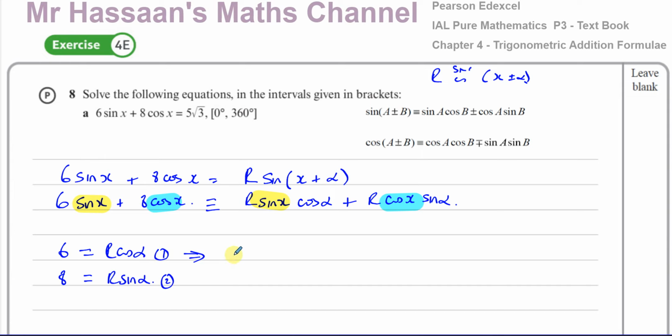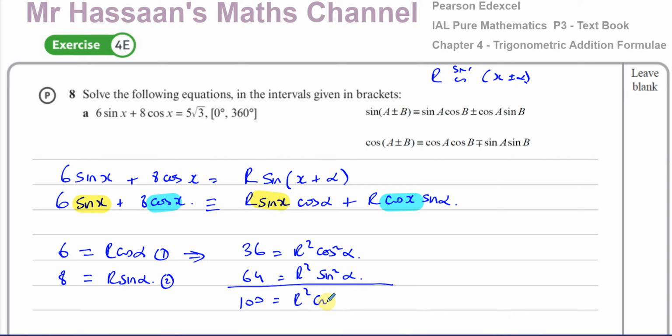If we take equation 1 and we square it, we end up with 36 equals r squared times cosine squared alpha. And if we square this one, we get 64 equals r squared times sine squared alpha. So if I add these two equations together now, once they're squared, this gives me 36 plus 64, which is 100. This gives me r squared cosine squared alpha plus r squared times sine squared alpha.